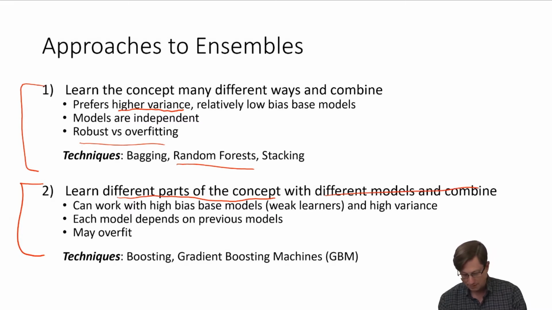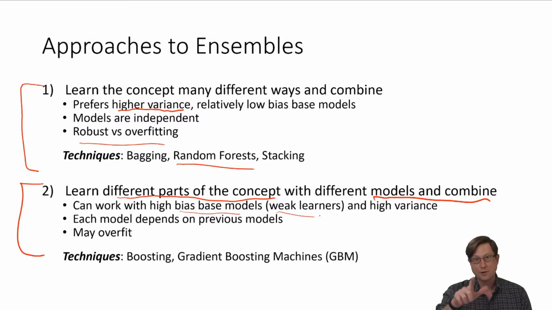I didn't mean to cross that out, I meant to underline it. Models and combining. And this can work with high bias models or weak learners. Remember my story about how I learned about weak learners. And it can also help deal with variance problems, but it may tend to overfit, so you have to use training versus validation data and some criteria for stopping. Essentially it's called using a holdout set to determine when to stop training more and more models.